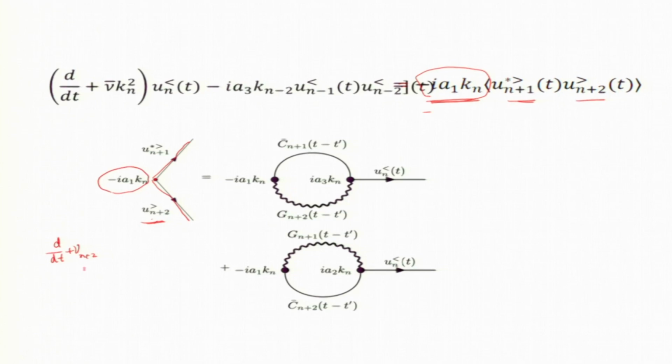Viscosity is not the same at all the scales, they are different, and at this scale it is nu n plus 2, k n plus 2 whole squared u n plus 2 greater. Okay. And the right hand side will have those three terms. Two in the right, two in the left, and one in the left, one in the right. So, how will I write down the equation for u n plus 2 greater? So, this is a Green's function inverse.